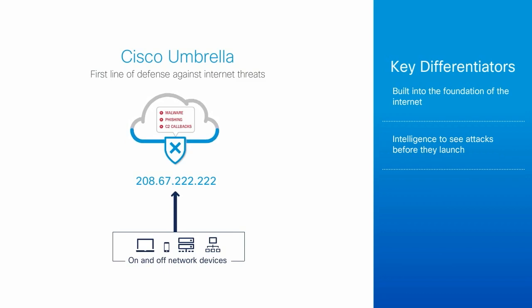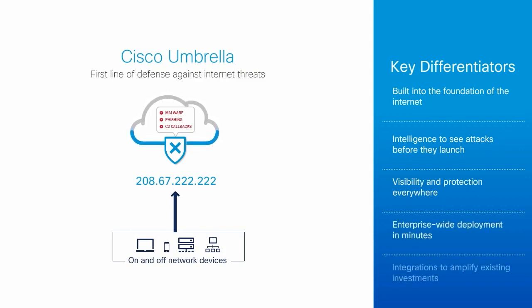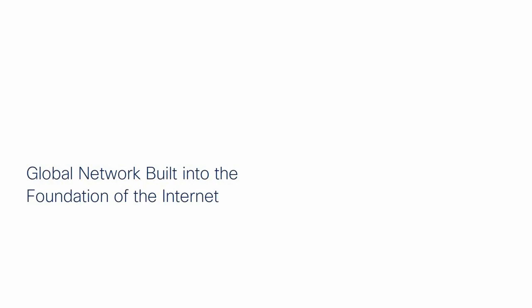Because Umbrella is built into the foundation of the internet and delivered from the cloud, it provides complete visibility into internet activity across all locations and users. Plus, it's one of the simplest security products to deploy and manage. Cisco Umbrella is truly built into the foundation of the internet.